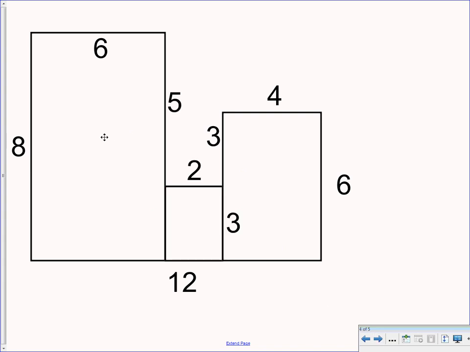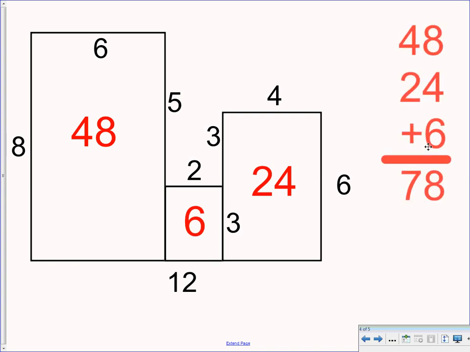Now we can go ahead and find the area. Perimeter will be just the same as before. Area will be 6 times 8 is 48. 6 times 4 is 24. 2 times 3 is 6. Very carefully, write them down and add them up, and you'll get an area of 78 square units.